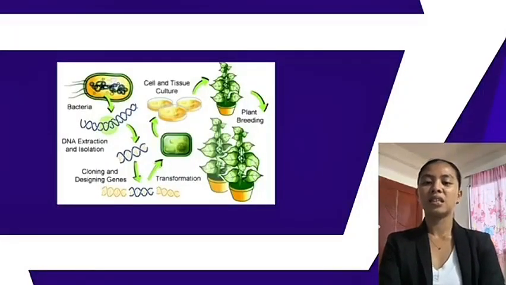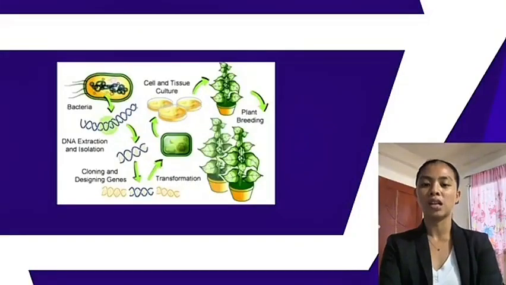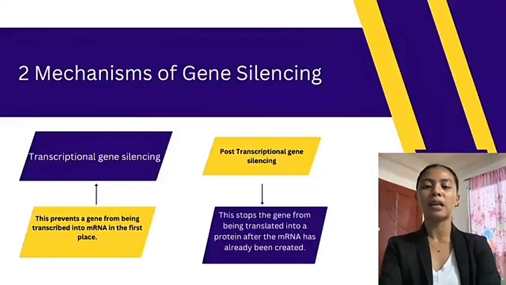So gene silencing can be accomplished in transcriptional and post-transcriptional stages. The former occurs through the refinement of the process of transcription, while the latter can occur through mRNA degradation. We have two mechanisms of gene silencing. The first is transcriptional gene silencing. This prevents a gene from being transcribed into mRNA in the first place. Second is post-transcriptional gene silencing. This stops the gene from being translated into the protein after the mRNA has already been created.